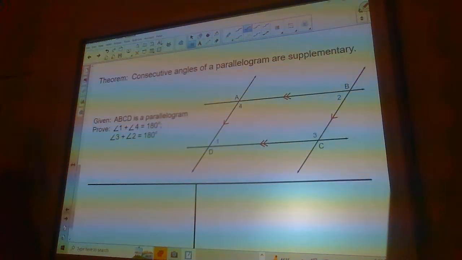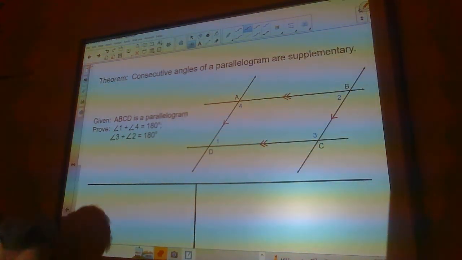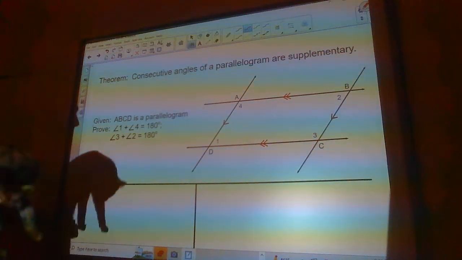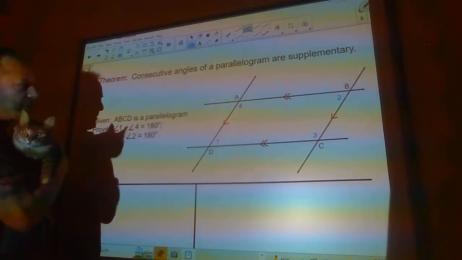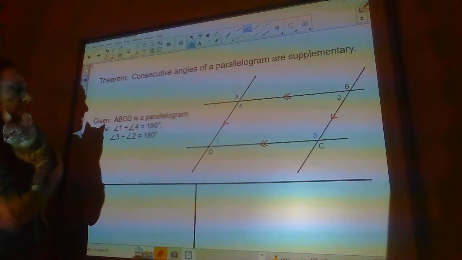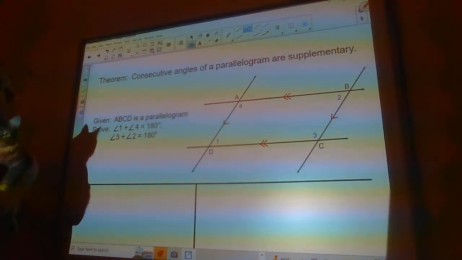Now our next theorem is that consecutive angles of a parallelogram are supplementary. So I'm joined here by Gidget, who is not normally a math cat, but she's here to visit today. She was meowing outside the door, so we're going to let her in.